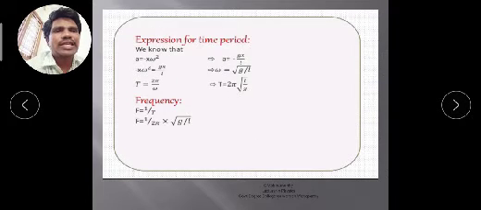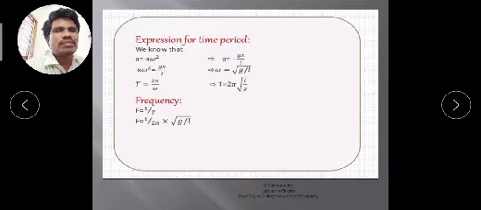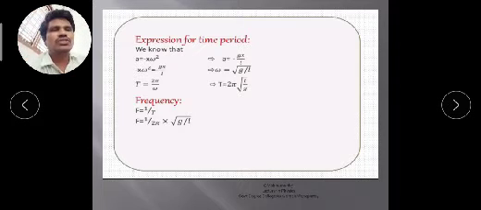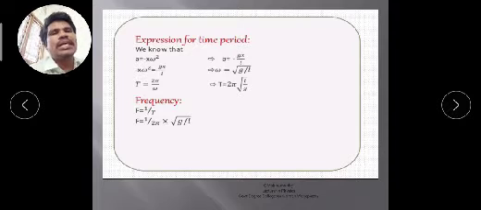Now we are going to find the expression for the time period. We know that a = -ω²x. So therefore we substitute a = -g x/L. Here the minus signs cancel. Then we get ω² = g/L, so ω = √(g/L). Therefore T = 2π/ω. Then T = 2π√(L/g). So this equation is called the time period of the simple pendulum.